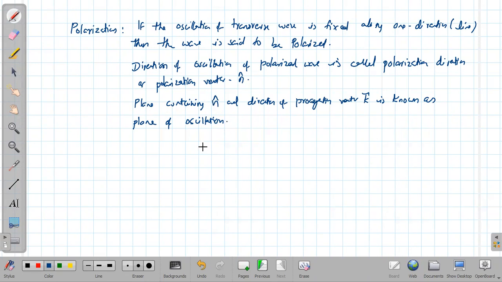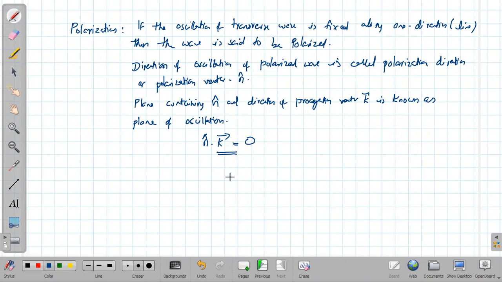Now both this n vector, the polarization vector, and the propagation vector would be perpendicular. Therefore, the dot product between n and k would always be zero. Okay, so that's all about polarization.